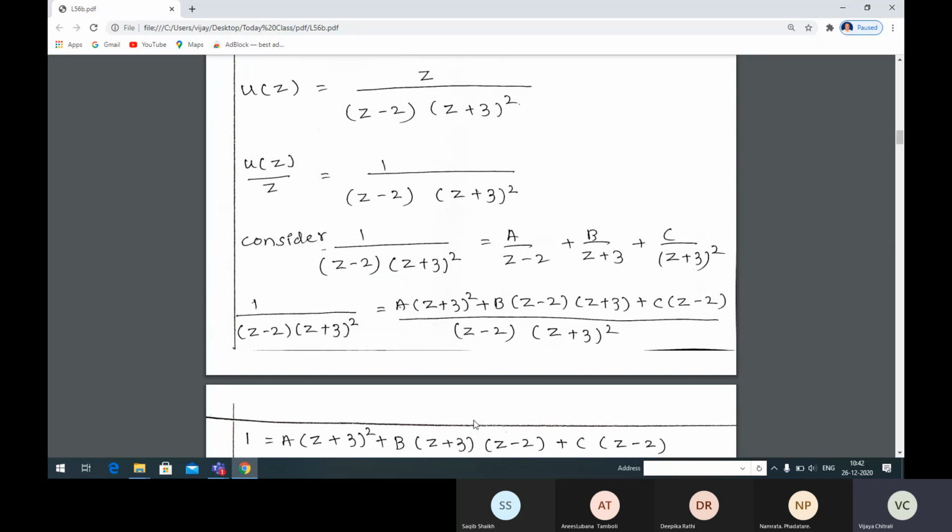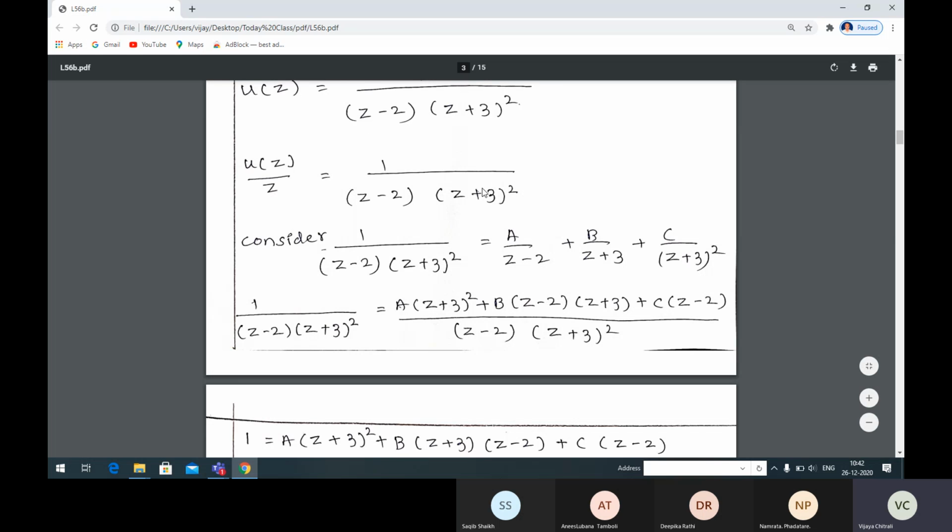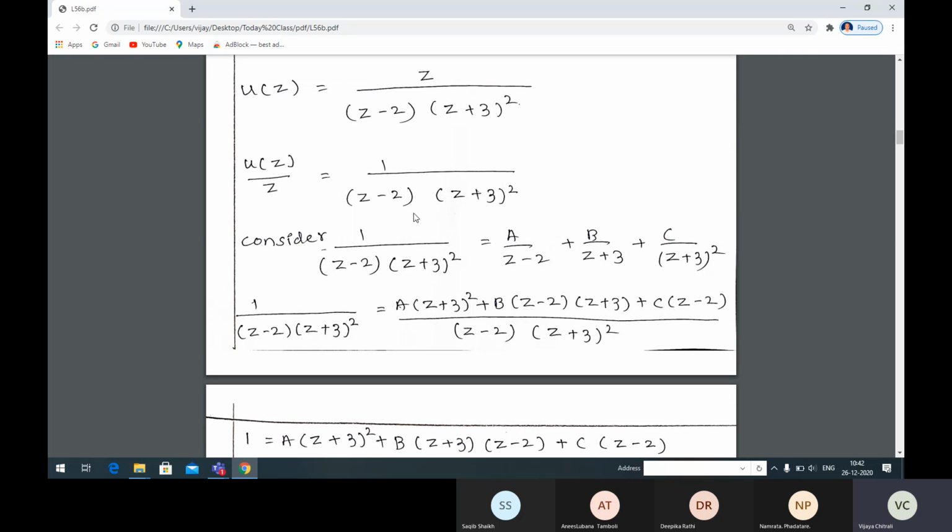Now we have a standard result for the inverse Z transform of z divided by z minus a. But we have z minus 2 and z plus 3 raised to 2 in the denominator, so first you resolve this by using partial fractions. Consider 1 upon z minus 2, z plus 3 raised to 2. This is equal to a divided by z minus 2 plus b divided by z plus 3 plus c divided by z plus 3 raised to 2.